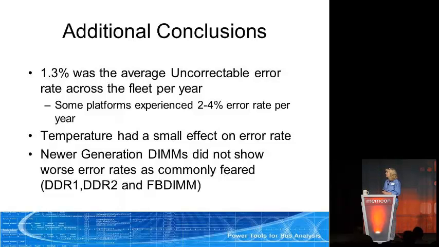The other interesting conclusions were that temperature had a very small effect on their error rate. They also said that newer generation DIMMs did not show a worse error rate, as they commonly had feared. So they had 3 different types of technology: fully buffered DIMM, DDR1, DDR2, and they didn't find a big difference between the different technologies. So that meant, like I think somebody had asked the question, do you see more failures as we went faster with the memory? Well, they did not experience that.